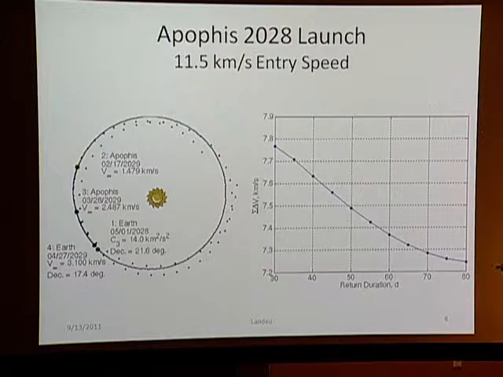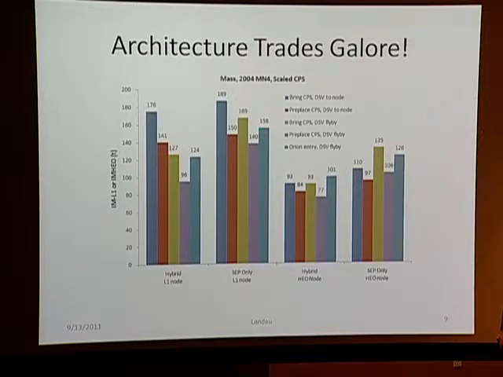So you can do trades on the return duration as well, to sort of see how that affects the delta V. So if it turns out that this hit in delta V is totally offset by the reduction in mass by returning in a smaller vehicle, that could be a good design trade. And there are indeed architecture trades galore. This chart isn't so much to go into depth, but it's more just to, I guess, befuddle you with a whole bunch of different things you can do.